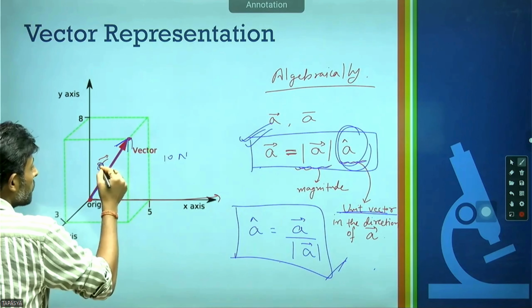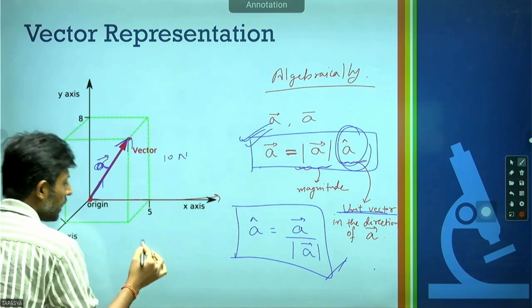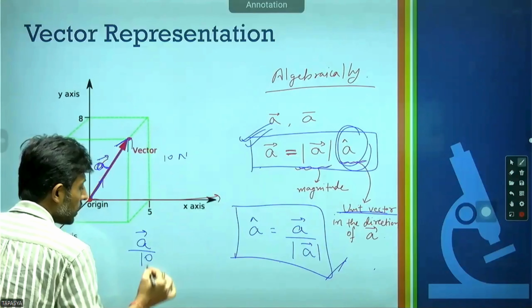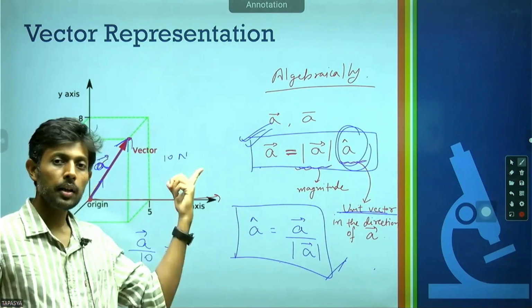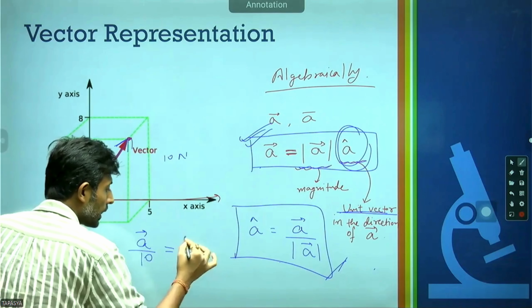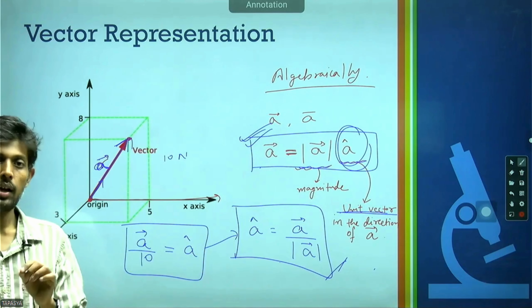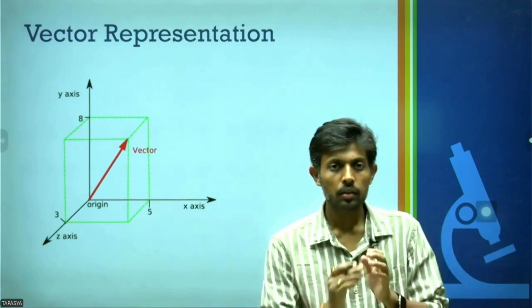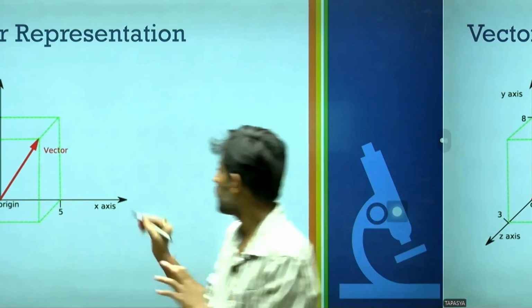Original vector, let's call this vector A this time, okay? Vector A. If I divide vector A by 10, would I not get the unit vector in the same direction? Would I not get A cap? I would, right? Now, let's learn some basics of vector operation, okay?